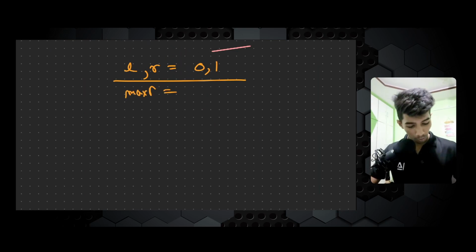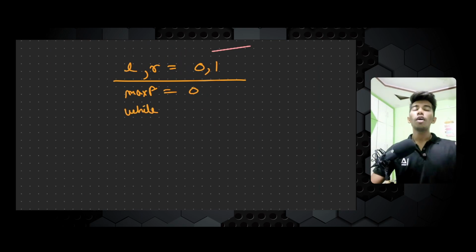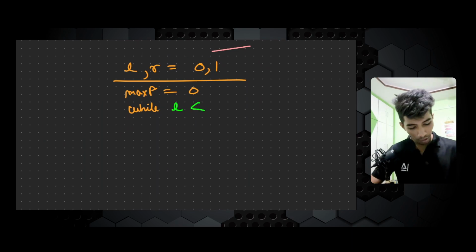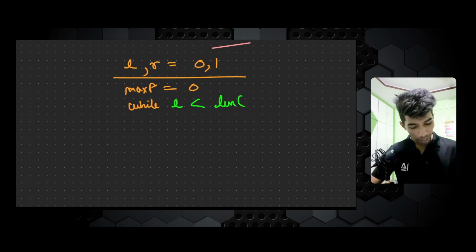Okay, so what I will do, simple, max P will be initialized to 0. Now I will compare. Now till how much time will I run this loop? I will run this loop till my value of L is lesser than the length of this particular array.